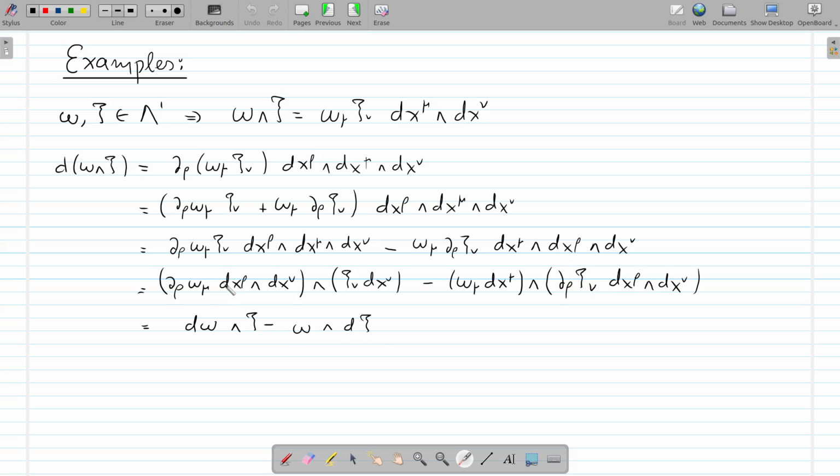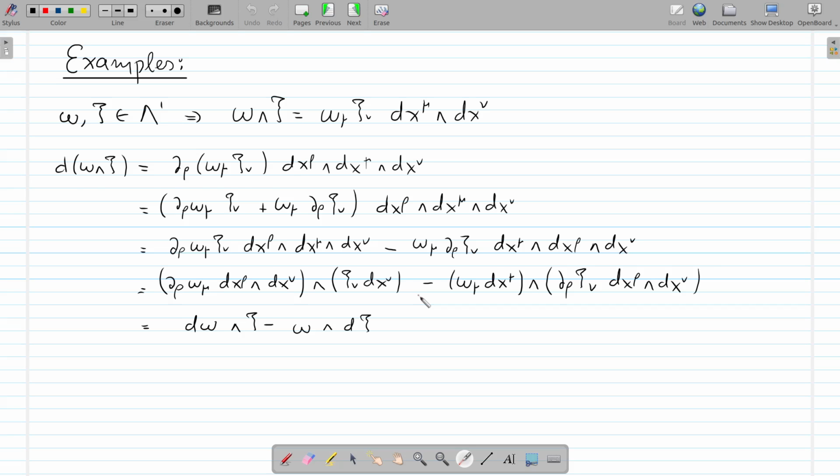So we have shown the anti-derivation property of the exterior derivative, and also we have understood why this minus sign comes. It was because we had to move dx rho from this position over one position, because this is a one-form, and obtain a minus sign. In the general case, omega will be a p-form, so the index here that corresponds to the derivative has to jump over p indices. So instead of a minus sign here, we will obtain minus 1 to the p.